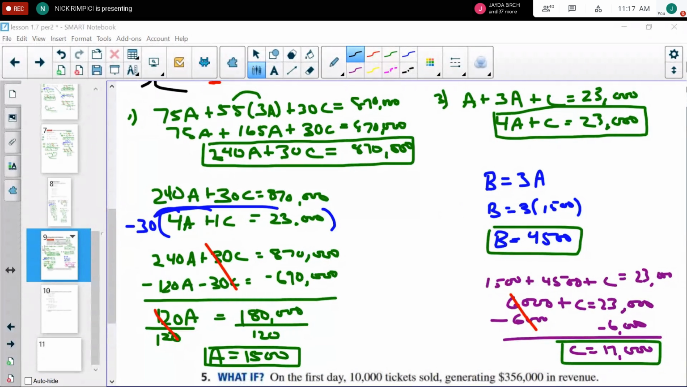I'm going to do one more example, like we did the other day, where you use elimination, and then we'll end on that. But before I go to that, are there any questions on this at all so far? Anything?